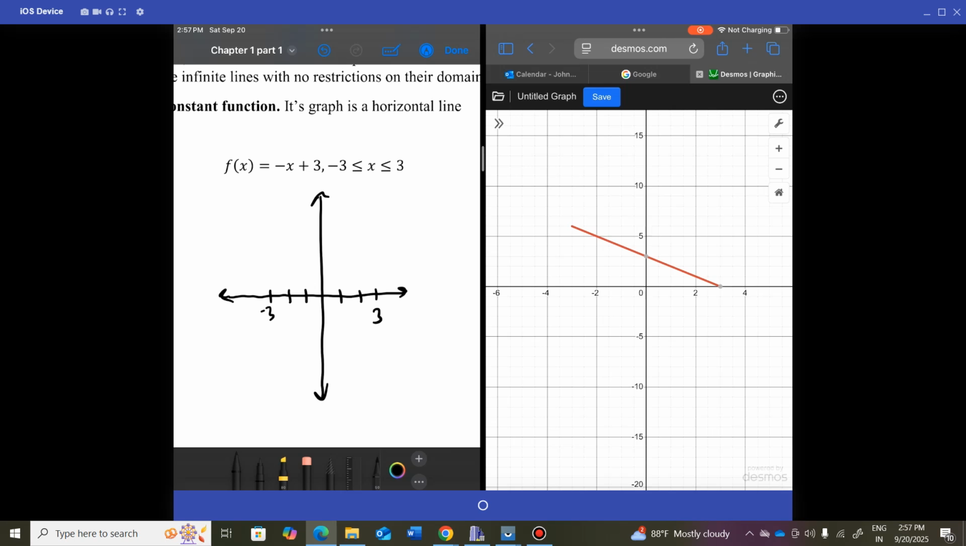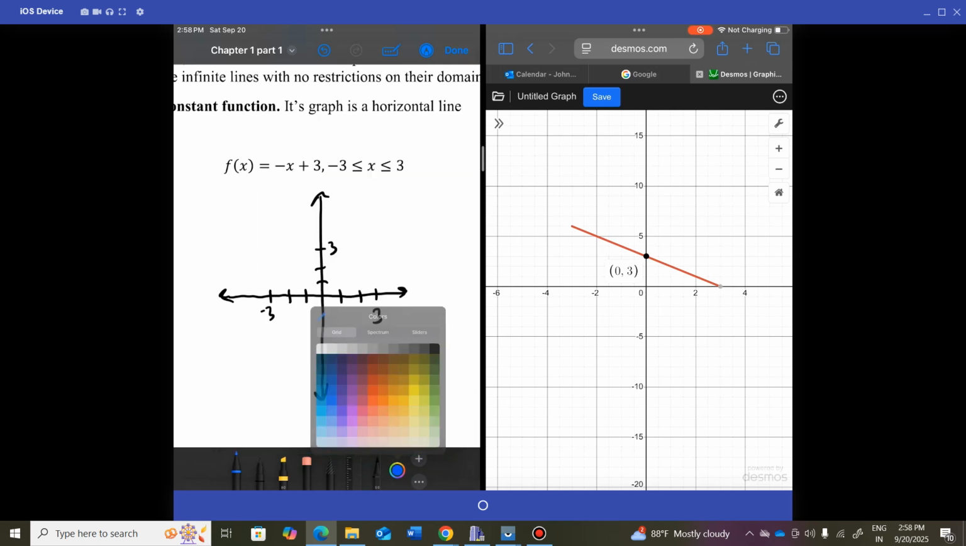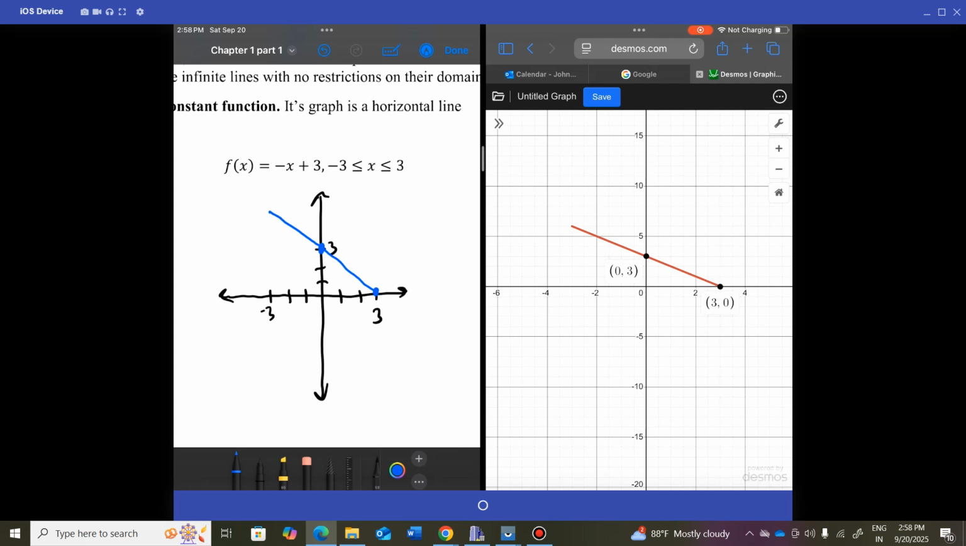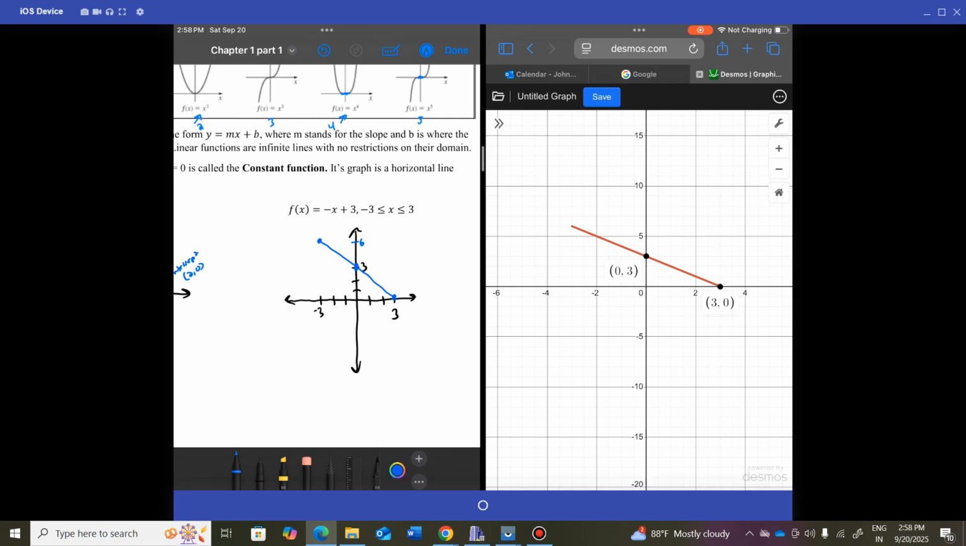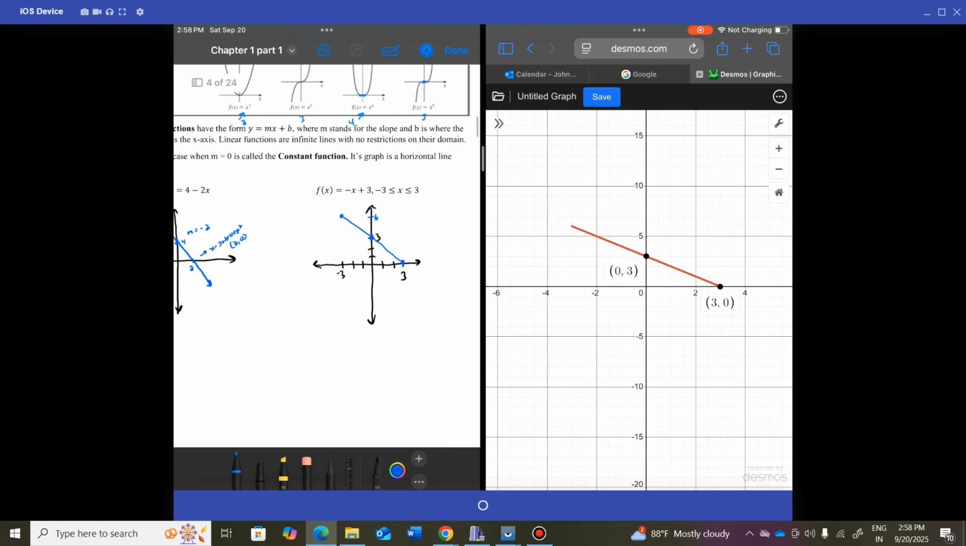And here we can see that the y-intercept is 0, 3. It's also downwards. The x-intercept is 3, 0. So we have a graph like this, and it stops at the endpoints, the other endpoint being -3, 6. Again, it's a line because it's a linear function.